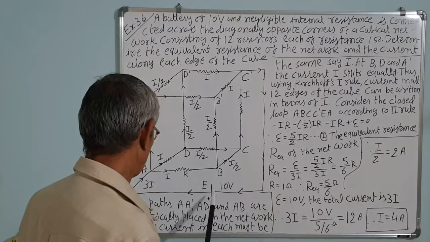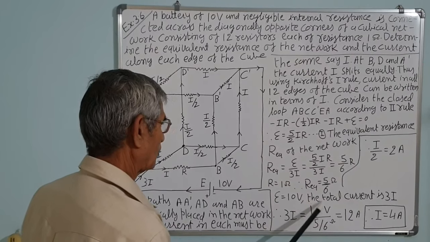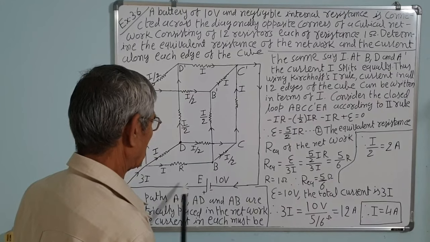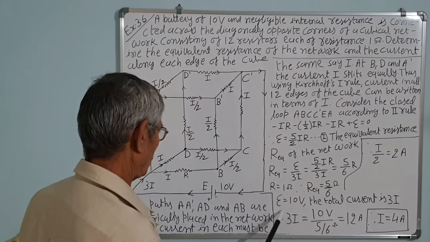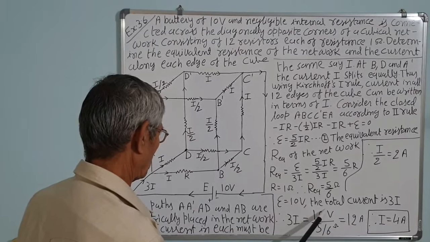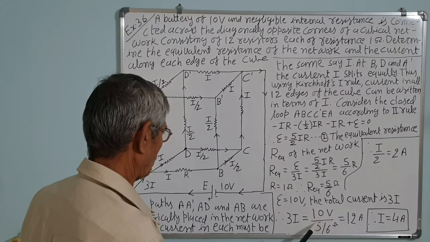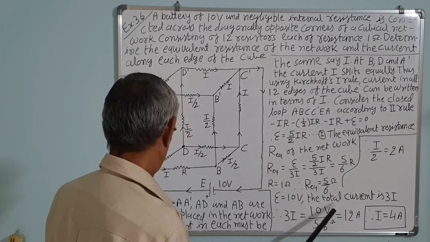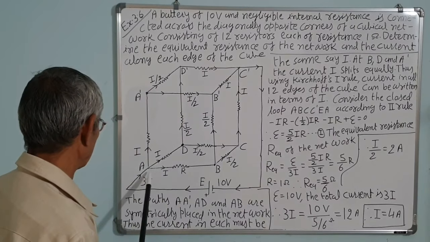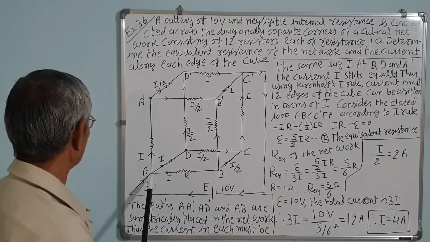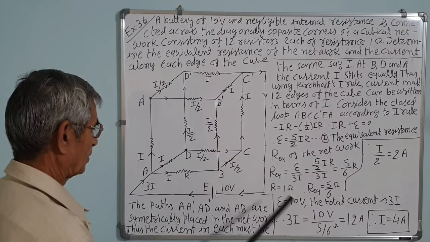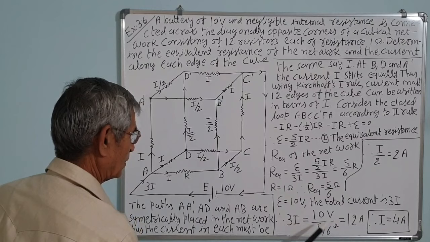Now, EMF of the battery is 10 volt. The total current is 3I, correct, and total resistance, equivalent resistance, is 5 upon 6. The 3I is equal to battery potential upon resistance, 10 volt upon 5 upon 6 ohm, that is equal to 12 ampere. So, total current is 12 ampere. It divides equally into 3 branches, that is along AA dash, AD and AB, that is 4 A. I is equal to 4 A.